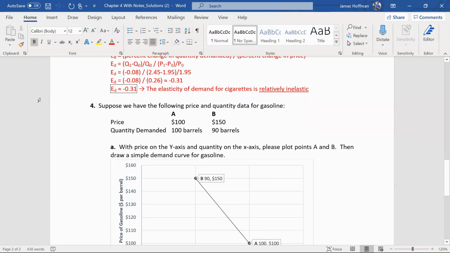Okay, so let me know if there's any questions on that concept. We're going to use the formula again to get the elasticity of demand for this other example, question 4.